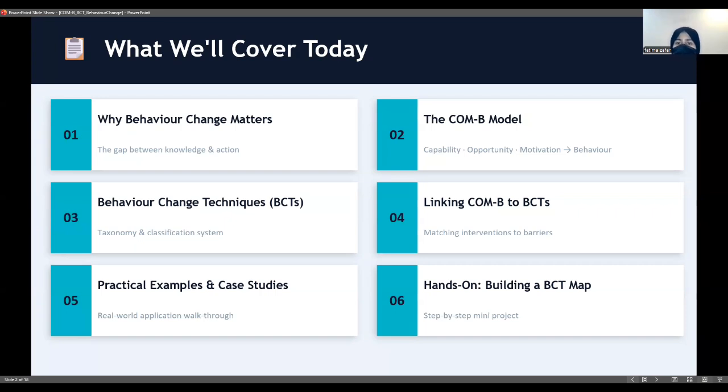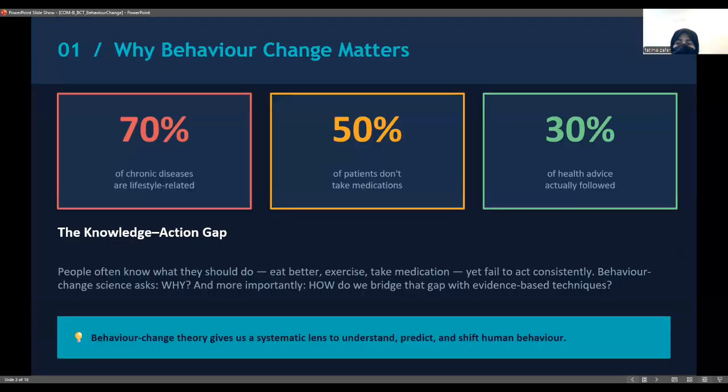What is COM-B? As we have studied, capability, opportunity, motivation into behavior. And after that, we want to link it to the BCTs, so matching the interventions to barriers. After that, we have practical examples and case studies, and at the end, we have some hands-on experience with it. Now, why behavior change matters?